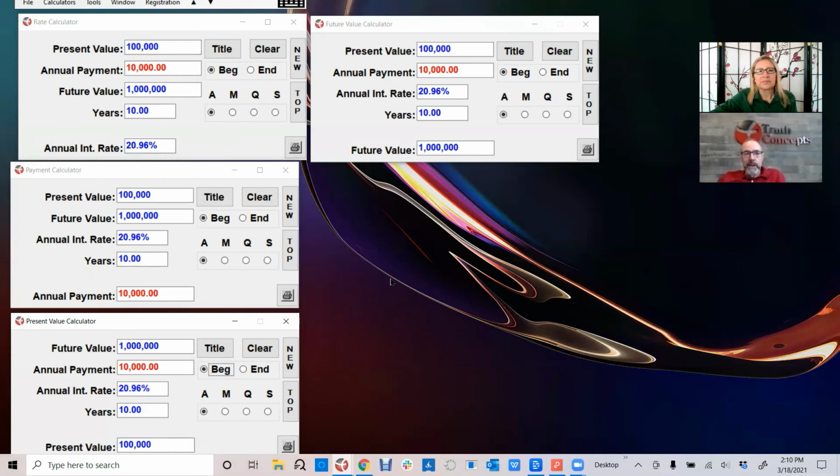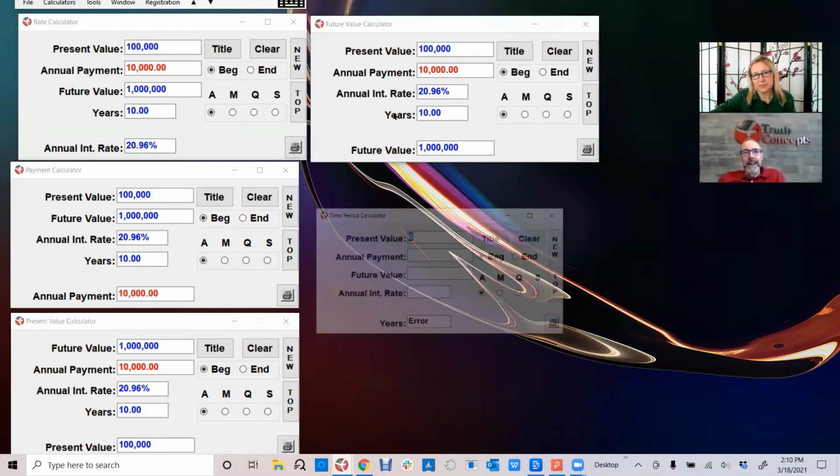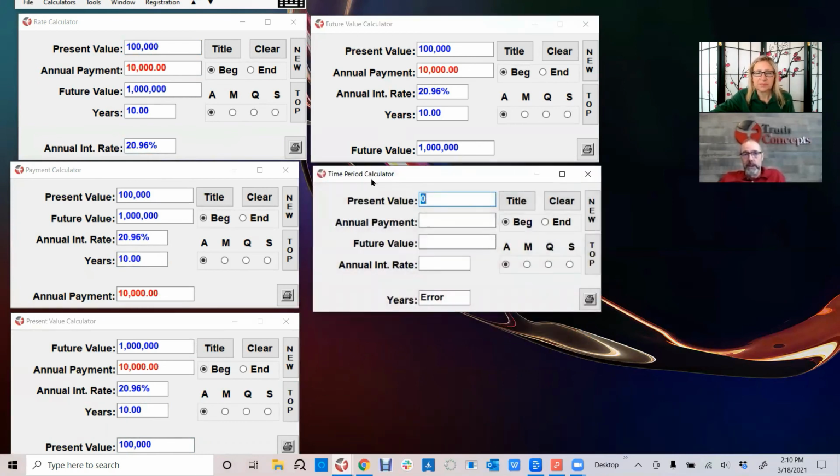And the last one that we probably use less often than any is our time period calculator. So here we'll put a present value of 100,000, our payment of 10,000, future value of $1 million, right click and paste our interest rate of 20.96 with all the decimal places in, and it shows us that we would have our $1 million goal in 10 years.